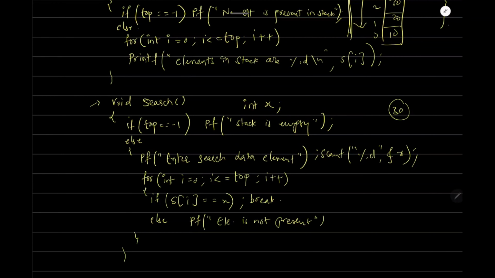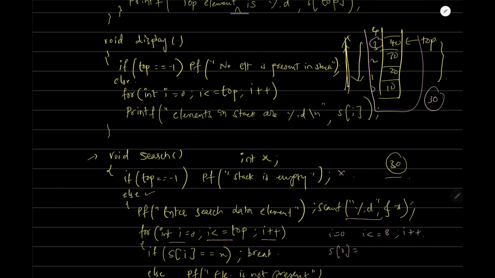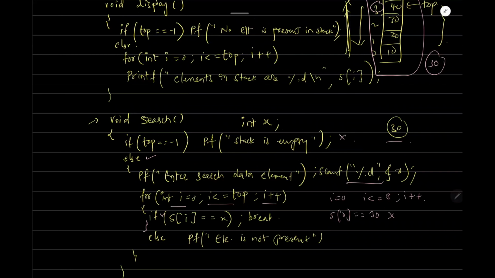So how it operates, let us see. Here I want to check for 30. So let us consider this as our stack. So printf enter data. As top is not equal to -1, it will not go into this, so it will go into the else. Enter search element, we will enter 30. So int i = 0; i <= top, where top is at 3; i++. Initially i is equal to 0. So s[0] will be checked for 30. As it is not true, it won't go into this. I think we should write it outside. So for this condition to check if the element is not present, let's modify the code a little.